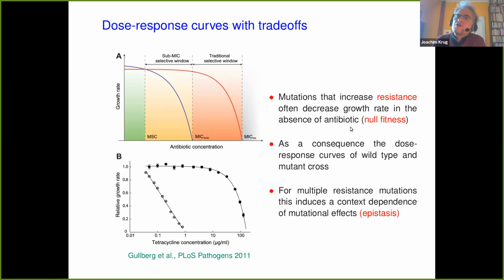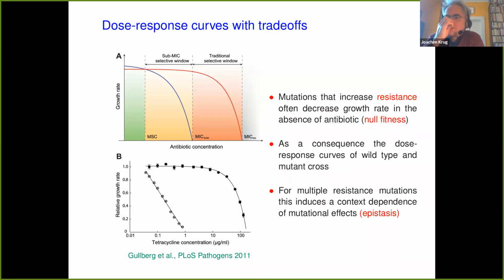And this has the important consequence that the dose response curves of the mutant and the wild type will typically cross. So you have one regime where the wild type is fitter, and you have another regime, a so-called mutant selective window, where the mutant has higher fitness. So this is, of course, well known.